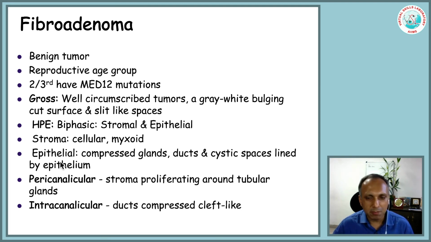The epithelium can be compressed or dilated, with ducts and cystic spaces lined by epithelium. It is classified as pericanalicular when the stroma proliferates around the ducts, and intracanalicular when the stroma proliferation leads to compression of the ducts into cleft-like spaces.